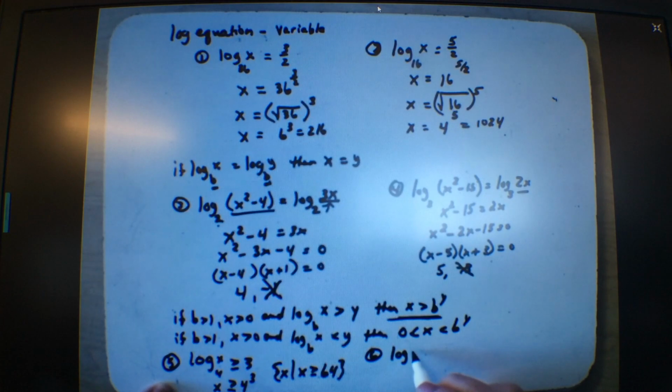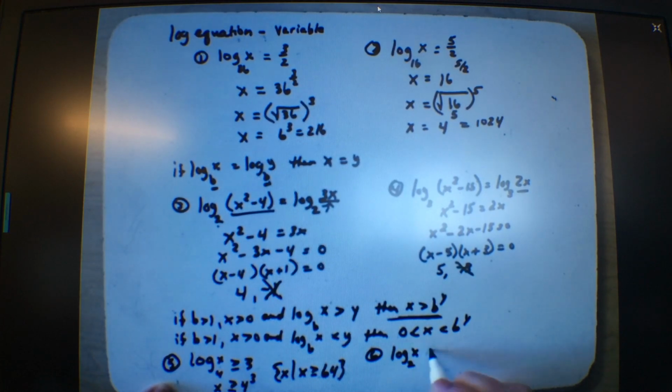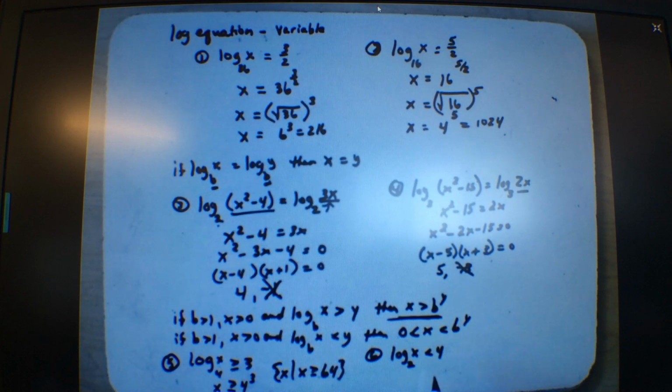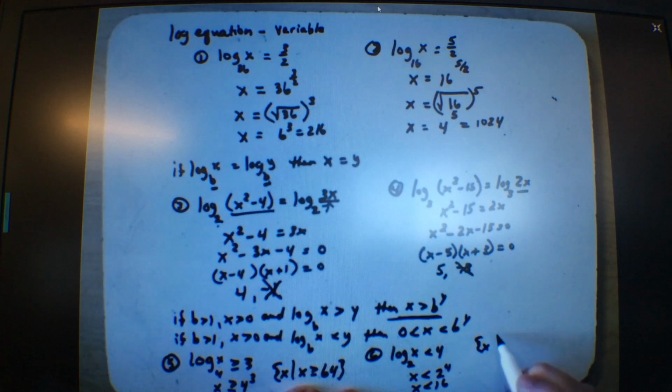If we have the log of x base 2 is less than 4, we've got to be careful here, because remember we can't use negative numbers, right? So we have x is less than 2 to the 4th, which is x is less than 16, correct? But since it's less than, it's got to be greater than 0. So my answer is 0 is less than or equal to, no, it can't be 0. 0 is less than x is less than, sorry, 16, just less than.